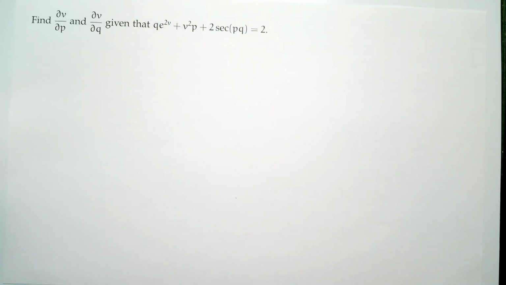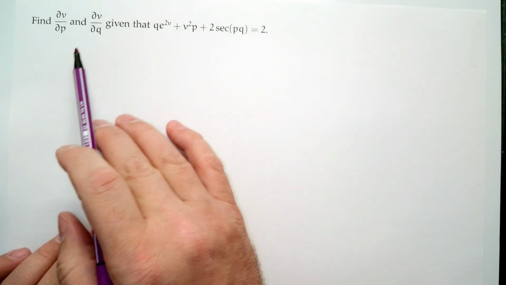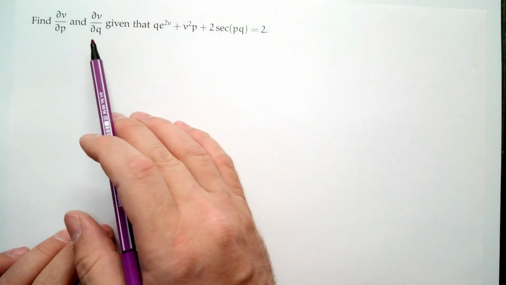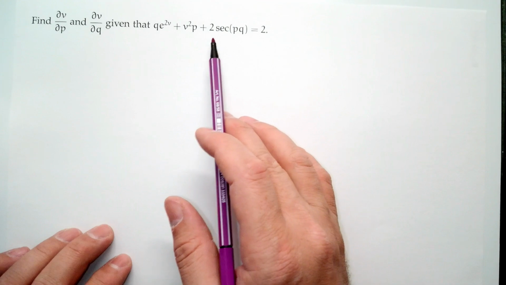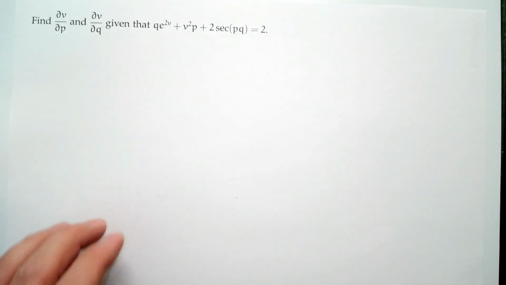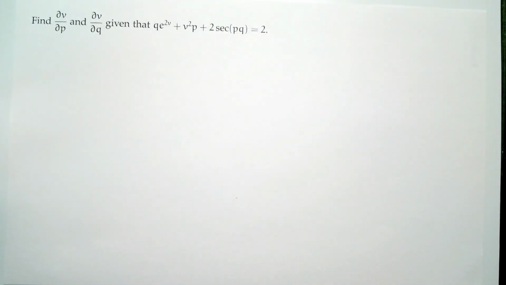So find partial v partial p and partial v partial q, given that q e to the 2v plus v squared p plus 2 times secant of pq equals 2. So this is from an old exam. Now, there's two things going on here.